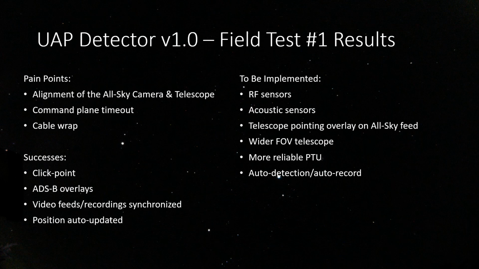One that's going to be a really short near-term goal is the telescope pointing overlay on the all-sky feed, so that when I look at the all-sky feed I can see where I think my telescope is pointing. And then eventually I want to get a wider field of view telescope and a lighter and more reliable PTU. And then the big goal is the auto-detection, auto-record functionality, which is why I was gathering this data in the first place: to write that part of the code.